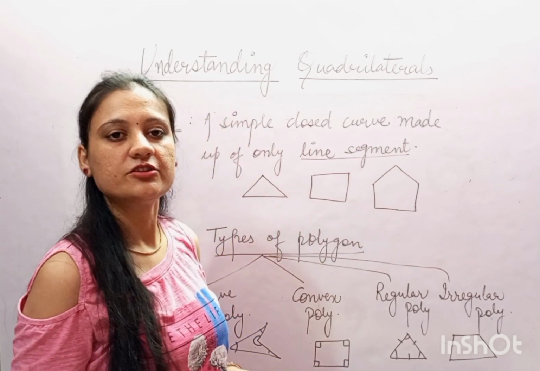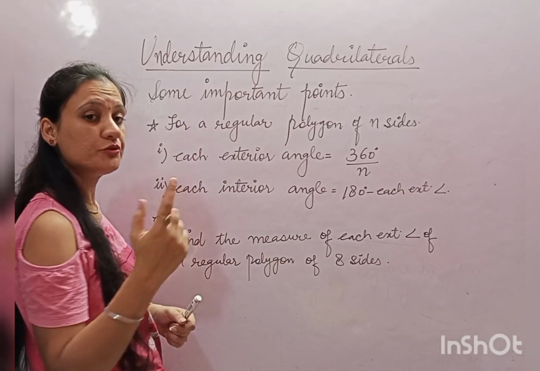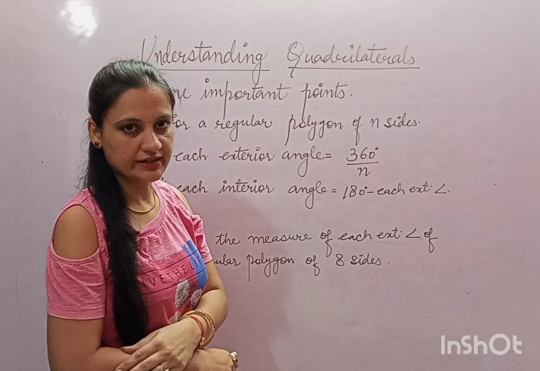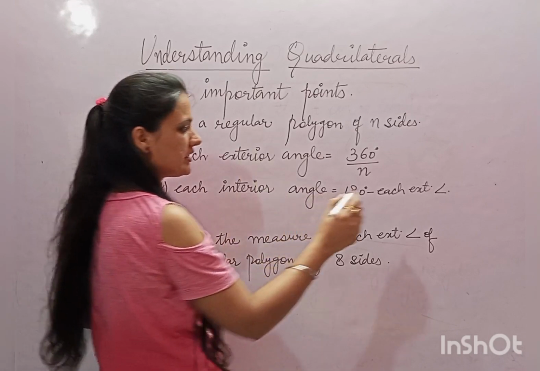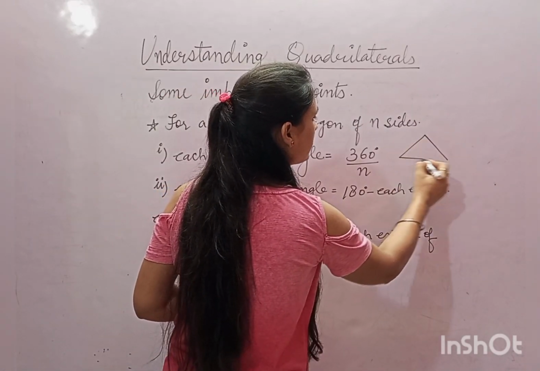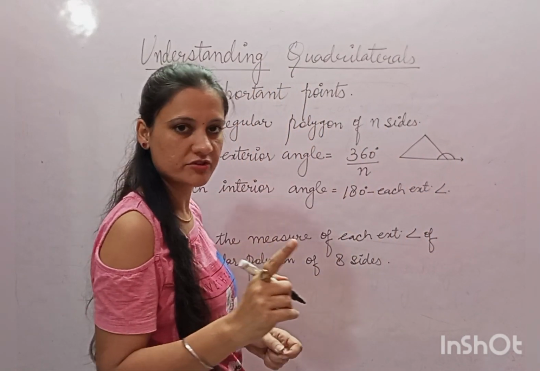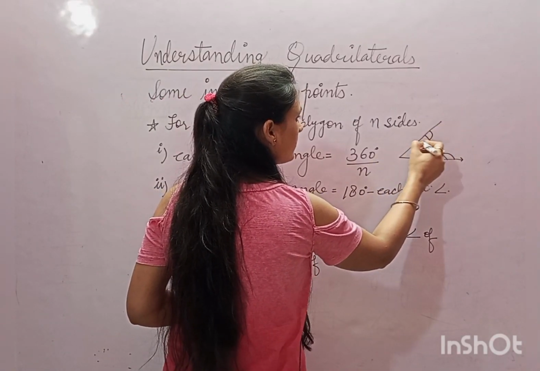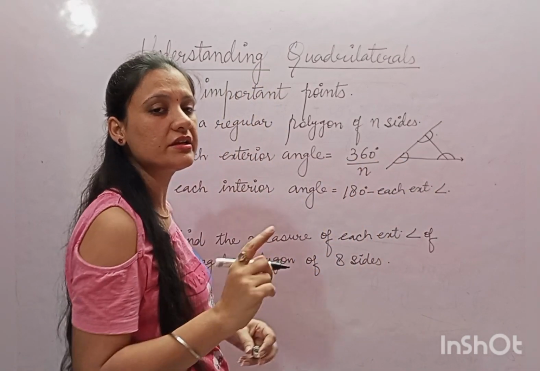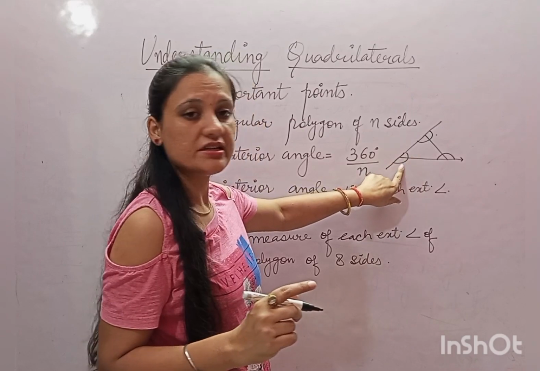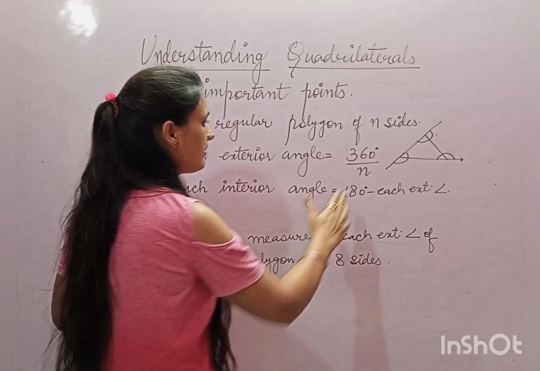Now let's understand the formulas. Some important points are, for a regular polygon of n sides, let's understand each exterior angle. First of all, always remember one thing. If we make the exterior angle, suppose this is a triangle and we are making the exterior angle, the exterior and interior angle make a linear pair with each other, right? Like here, this is exterior, this is interior, and here, this is exterior and interior. Make this clear: the sum of interior and exterior angle is always 180 degrees.